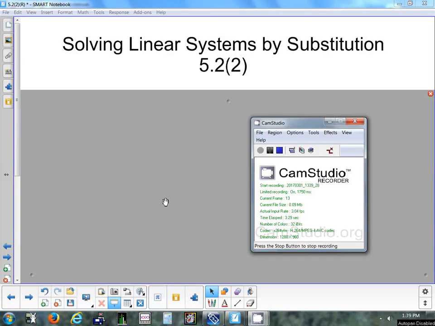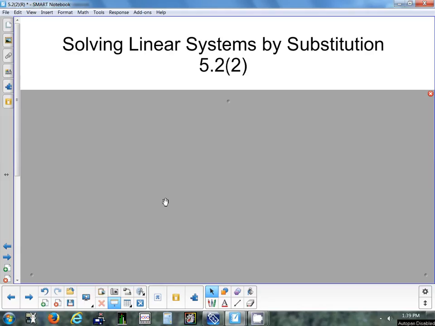Guys, today we're going to talk about the second part of 5.2, like we just talked about. The stuff we did yesterday, we said was going to be a little bit easier than what we do today. What's the reason for that? We just talked about this. Yeah, y was already by itself yesterday, Kyle. Good. Today, we're going to have to get y by itself.